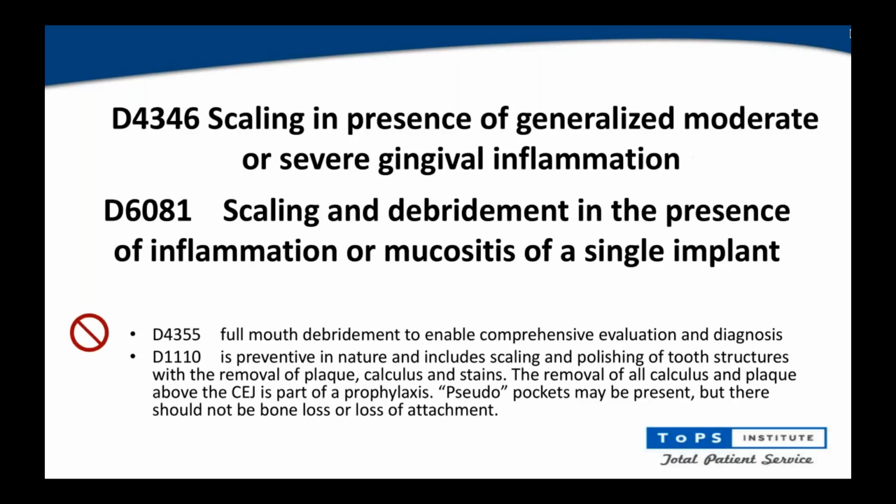So this could be a patient of record and they've had bleeding in the past, but you've done a healthy mouth cleaning on them. If they have bleeding and pseudopocketing, then the 4346 is the code to use, not the 1110. Got it. Does that make sense? That makes sense.